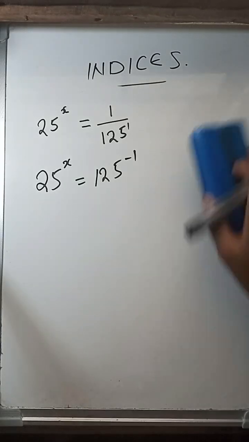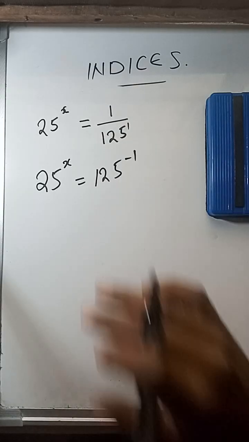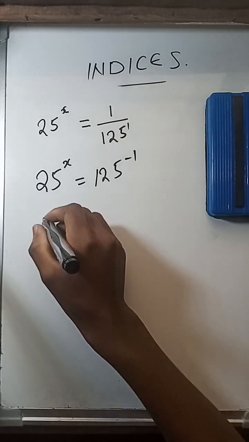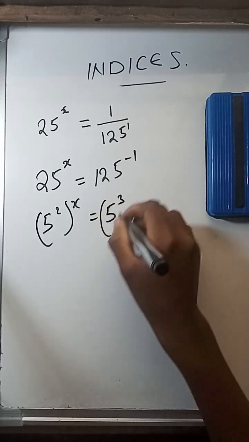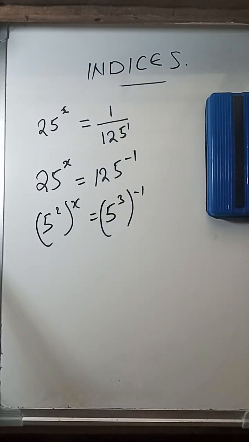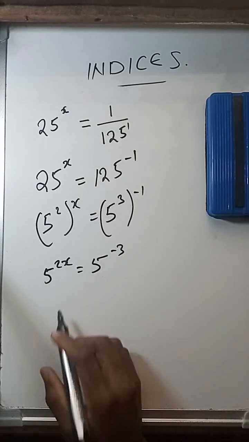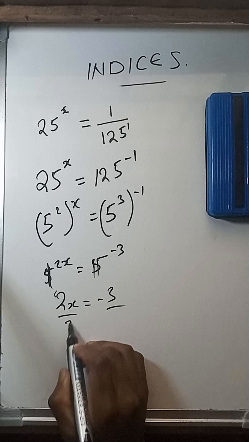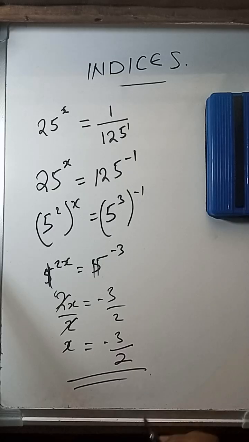Now that we have all numbers, we can make the basis the same. How? 125 can't be in the base of 2, but there is a number we can use to make the basis the same. That is 5. This will be 5 squared, and this will be 5 to the power 3. Don't forget about that negative 1. And then we're going to say 5 to the power 2x equals to 5 to the power negative 3. We can now cancel out the bases and say 2x will be equal to negative 3, and then x will be equal to negative 3 over 2, like that. Alright, so that is how it is done.